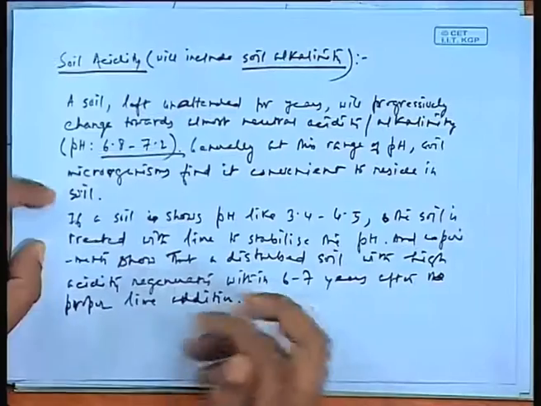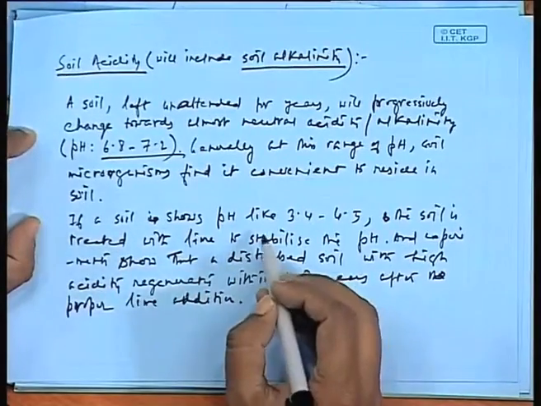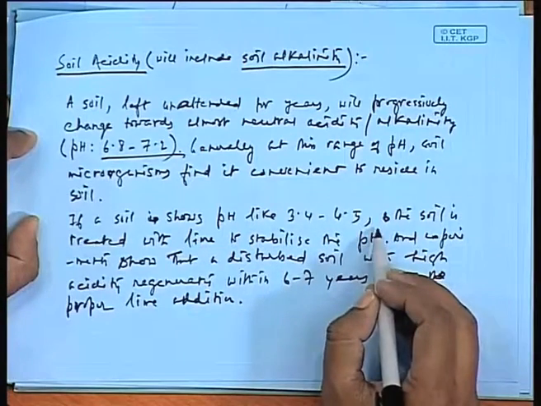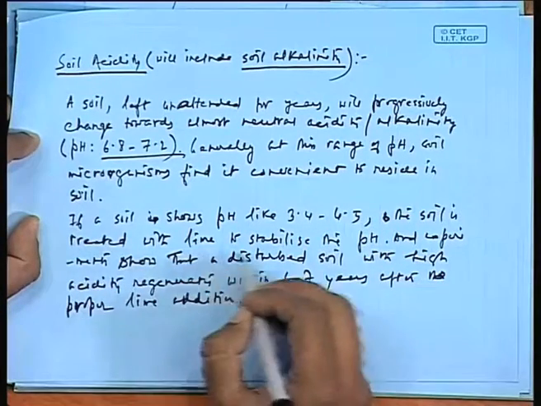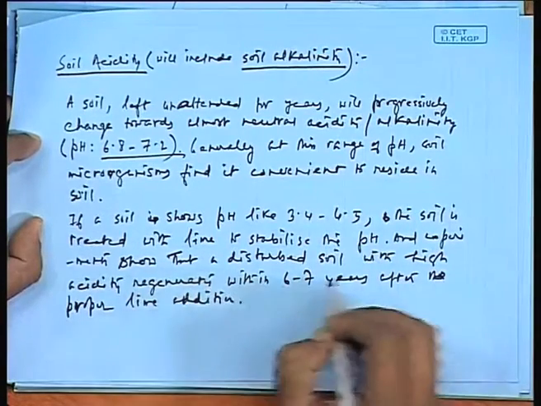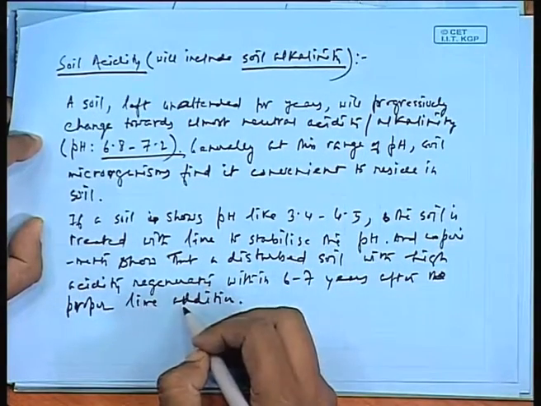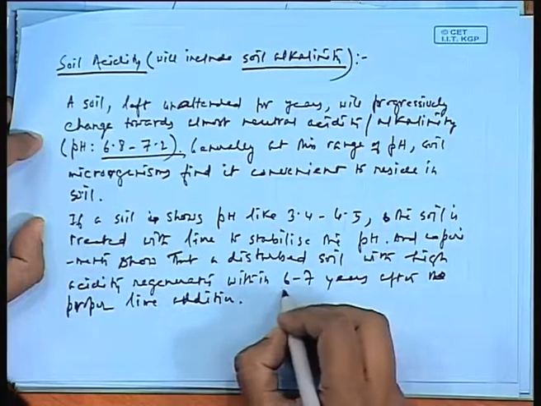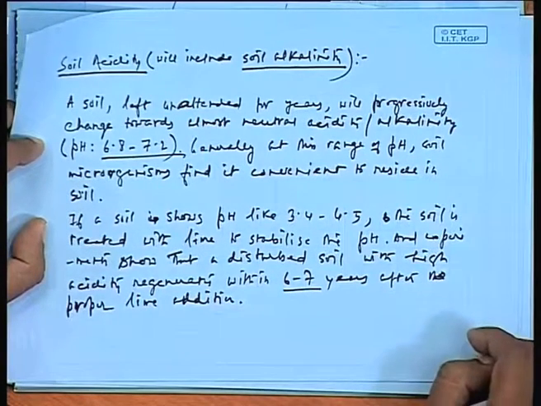If you could not write that down, we can still take it down. If a soil shows a pH like 3.4 to 4.5, the soil is treated with lime to stabilize the pH, and experiments show that a disturbed soil with high acidity regenerates within 6 to 7 years after proper lime addition.